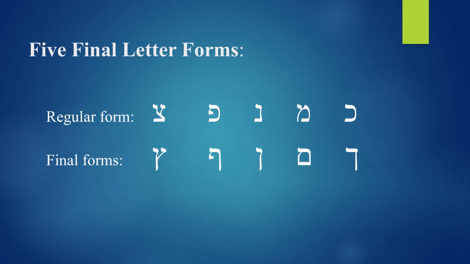And again, there are 5 letters that are final forms, and you need to know them. That is very important for you to know them, especially in this chapter. So go through them until you know them.